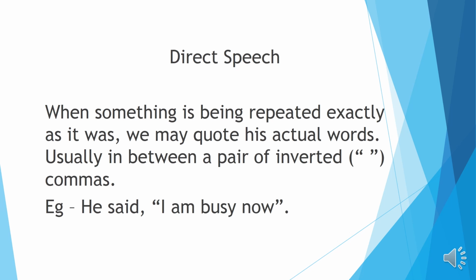First, let us learn what is direct speech. When something is being repeated exactly as it was, we may quote his actual words, usually in between a pair of inverted commas. So when we want to talk about a person, what did he say exactly using his words without changing what he said? What do we use? We use inverted commas. Let's look at the example. He said, "I am busy now." So, "I am busy now" is exactly the words that have been used by the person. So, we keep it under inverted commas.